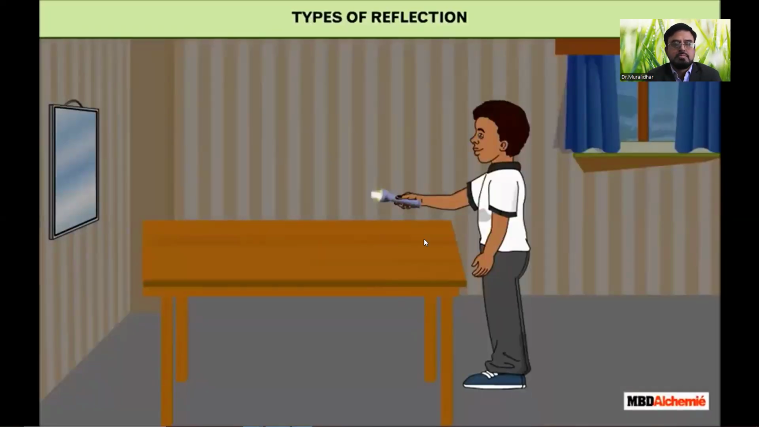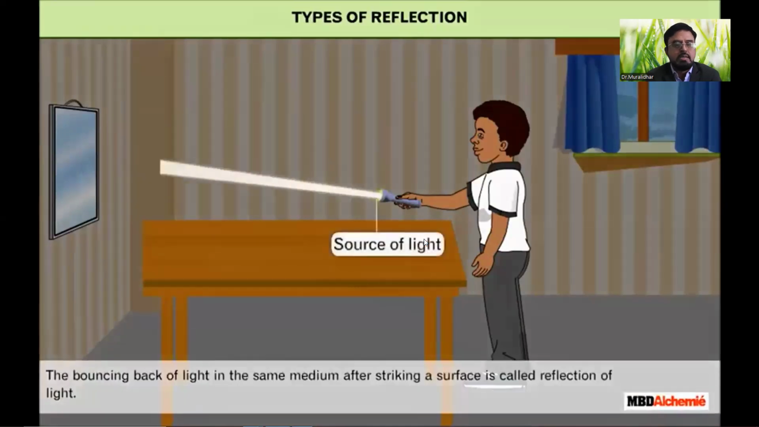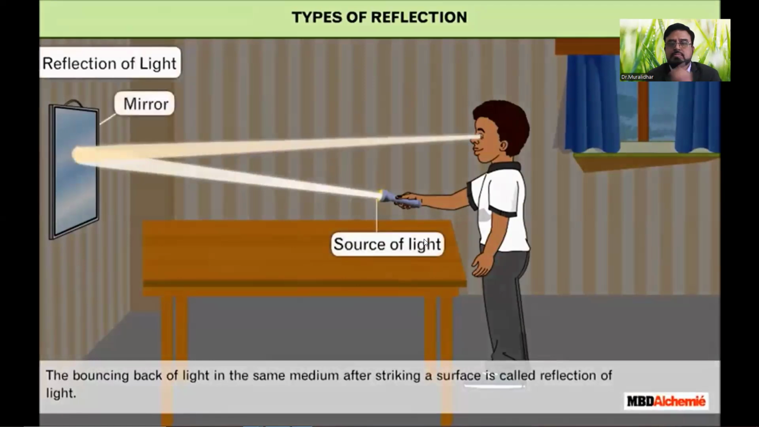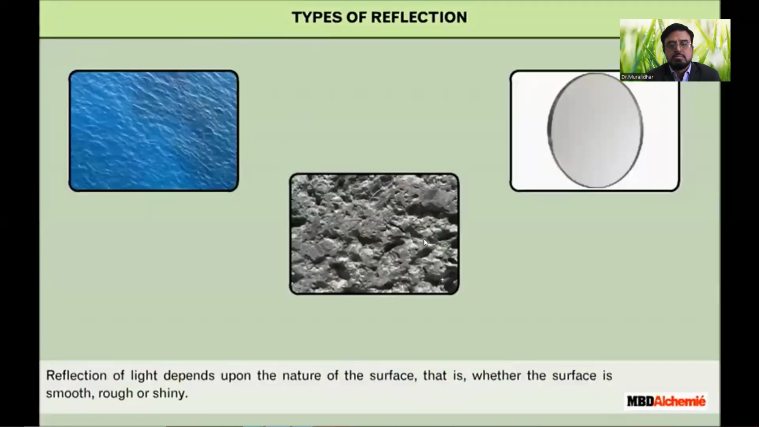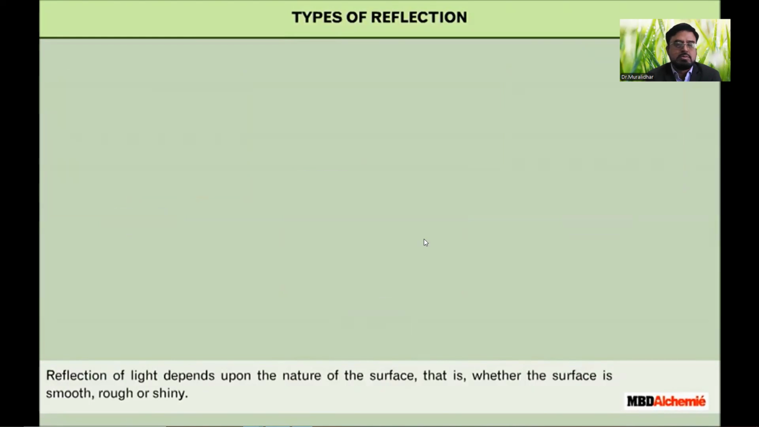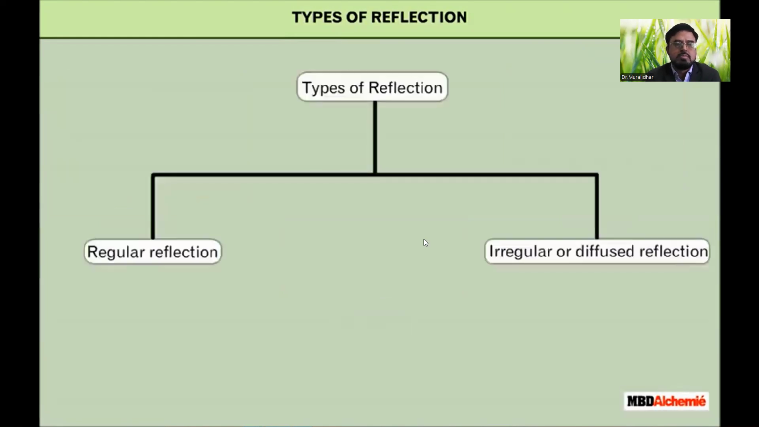Types of reflection. The bouncing back of light in the same medium after striking a surface is called reflection of light. Reflection of light depends upon the nature of the surface, that is, whether the surface is smooth, rough, or shiny. Depending on a surface, reflection of light can occur as regular reflection and irregular or diffuse reflection.